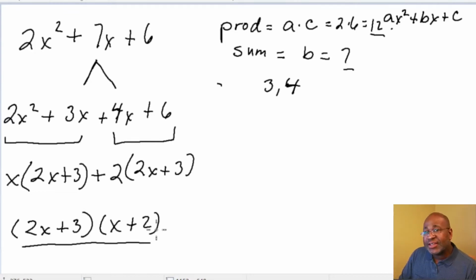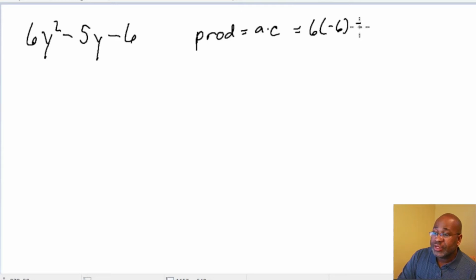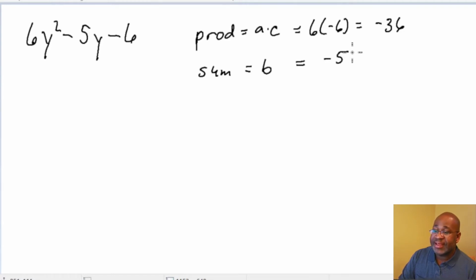So now let's take a look at the other example that we did. We want to find two numbers whose product is equal to a times c. So in this case, a is 6, c is negative 6. So we need two numbers whose product is equal to negative 36 and whose sum is equal to the linear coefficient, which in this case is negative 5.